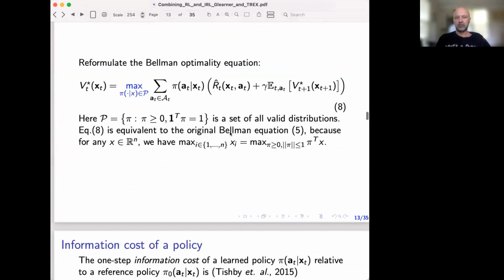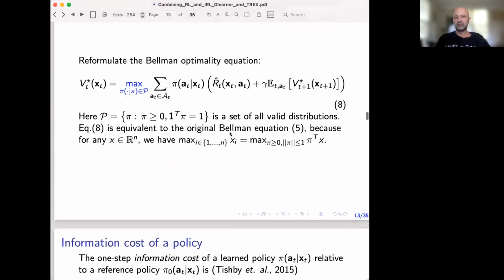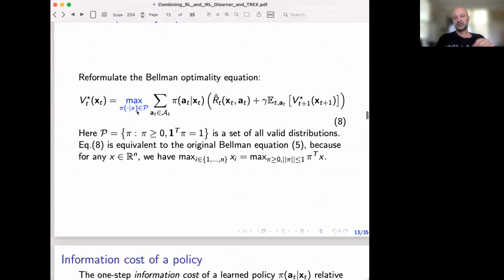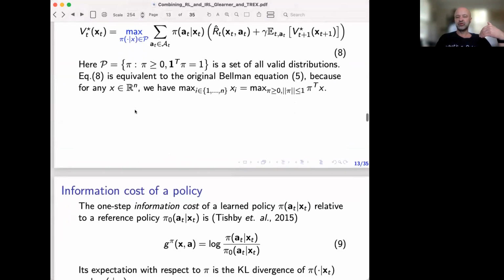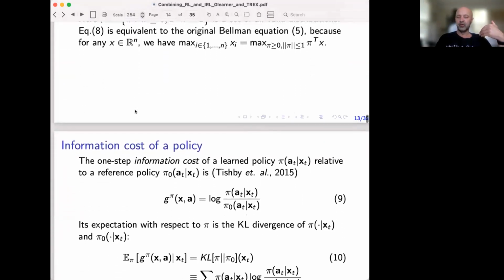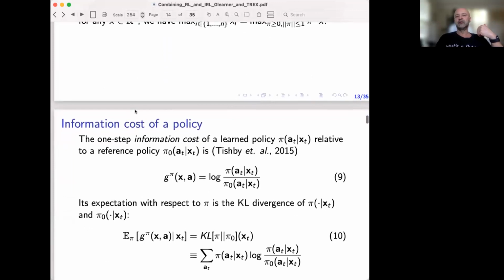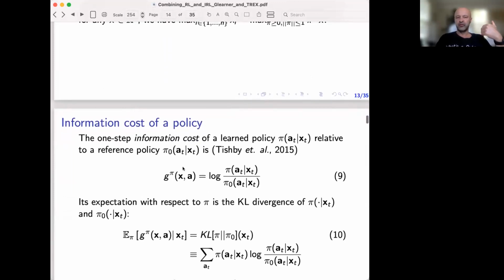However, what we do is introduce further constraints to this, and these constraints regularize. So instead of arbitrary probability distributions, we will work with regularized probability distributions for actions, for policies, by introducing the following thing. It's called the informational cost of the learned policy, P, which is just the log of the ratio of our yet unknown policy, P, and our known reference policy, P naught.